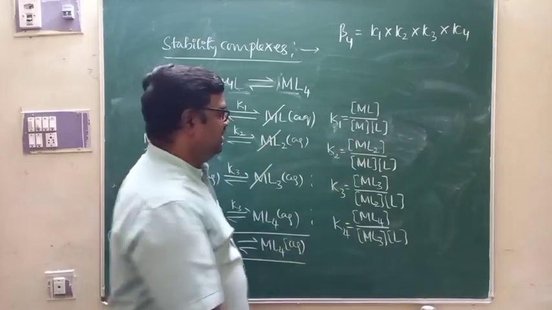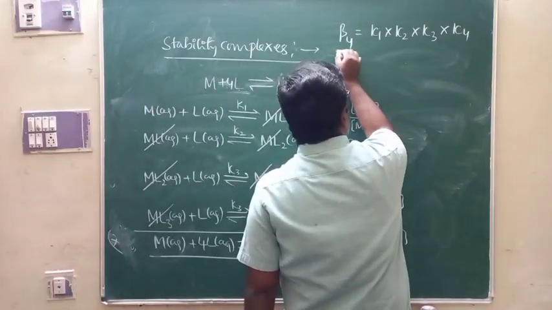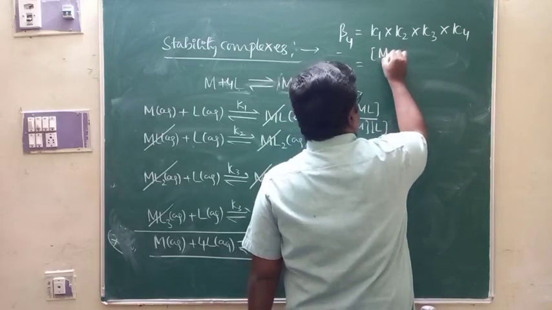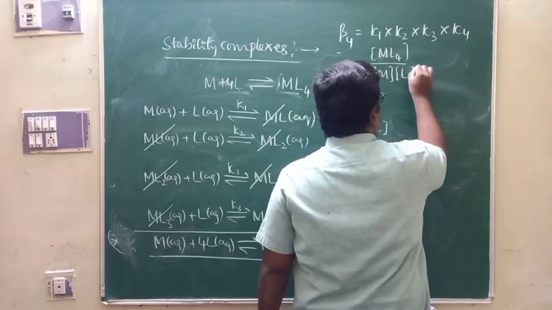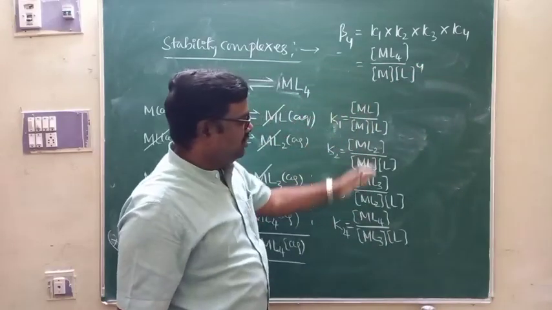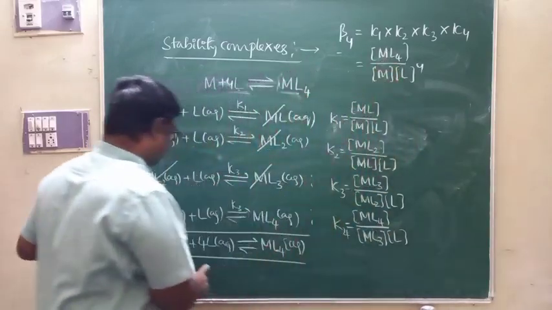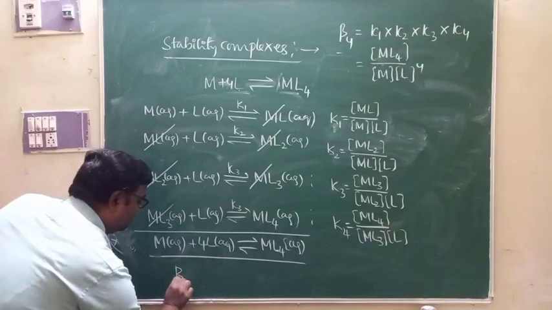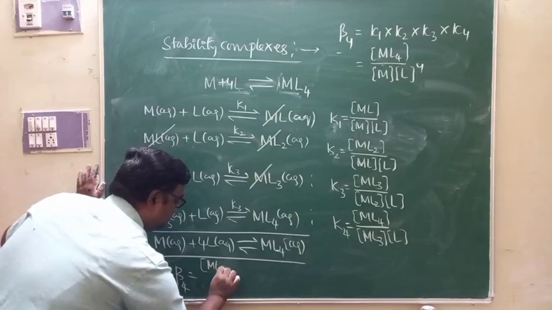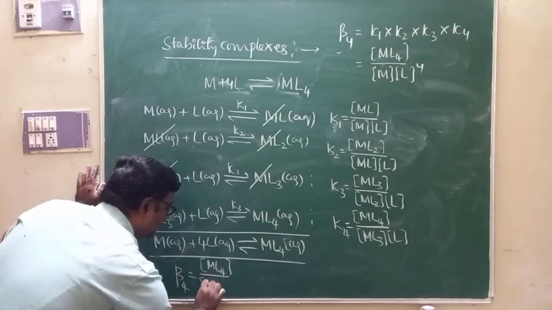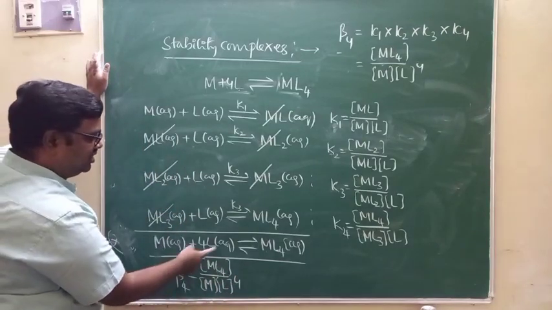RHS and multiply, you are going to get the expression that corresponds to the overall association constant, that is ML4 divided by M into L to the power 4. Multiply on all sides by 4, and you are going to get this expression. For this particular expression, the overall association constant is ML4, is it not? Product is ML4 divided by reactants, that is M into L to the power of 4. This is the overall association constant of this particular reaction.